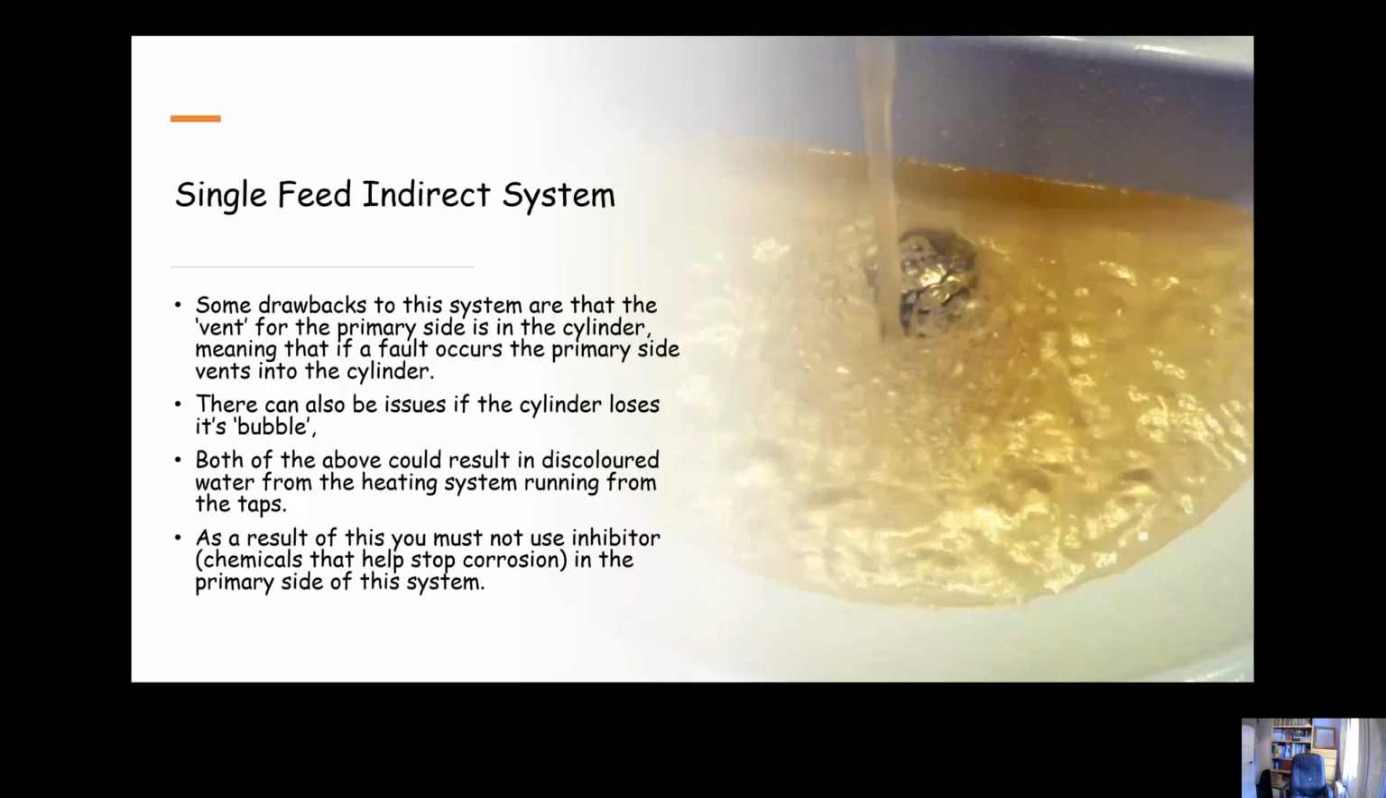So we shouldn't use any inhibitor in the heating side if you have a single feed indirect cylinder installed. The reason for that is because inhibitor is a chemical, and if that vents or is discharged into our hot water side, we're left with a health risk which we need to try and avoid. So we shouldn't fit these systems from new anymore.